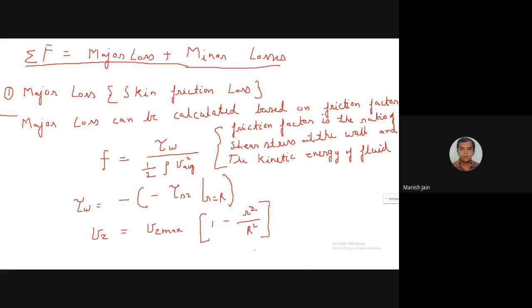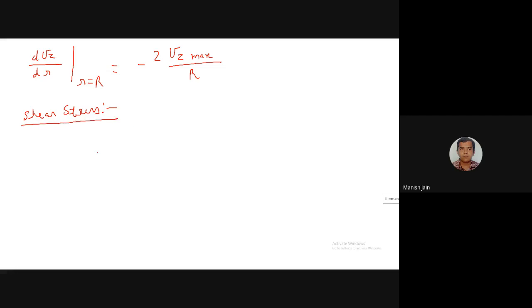Now just calculate dVz by dr at r equal to R. At r equal to capital R, you will get minus 2 Vz max divided by R. Now you have to calculate the shear stress value. Shear stress is considered as a momentum flux, so the shear stress value can be written as tau rz at small r equal to capital R, that is equal to minus mu dVz by dr at r equal to capital R.